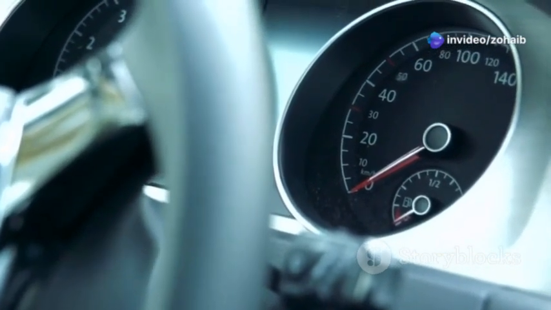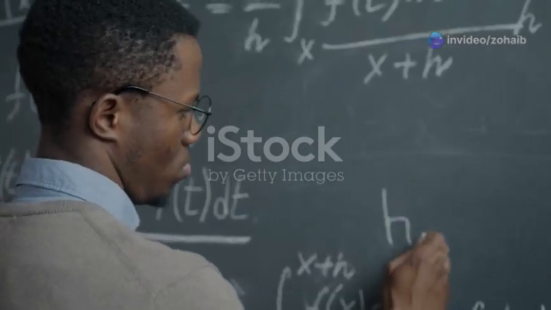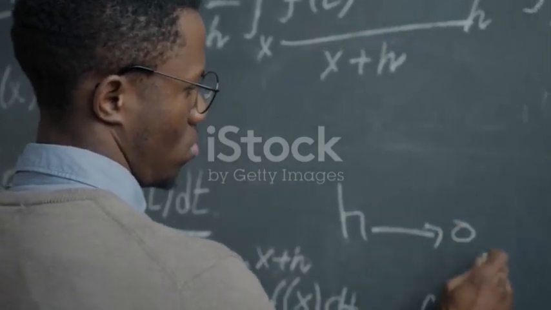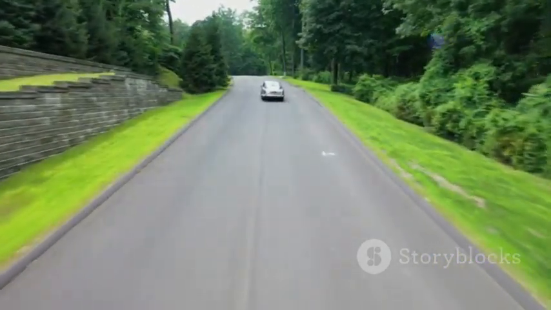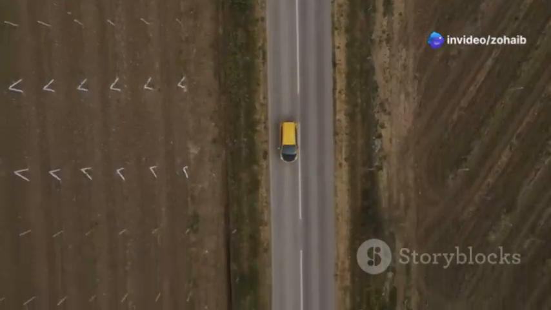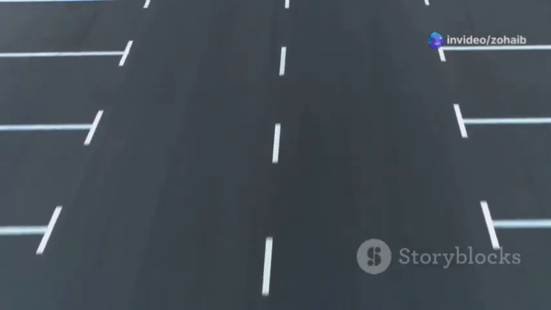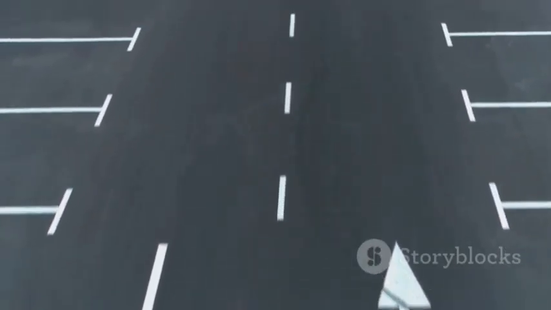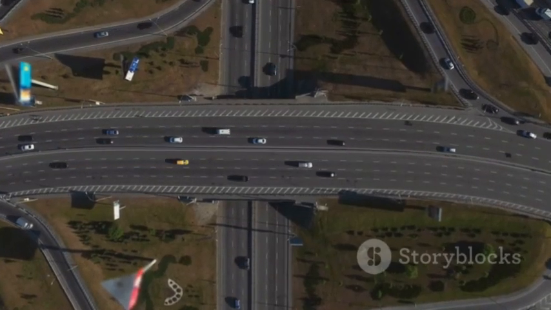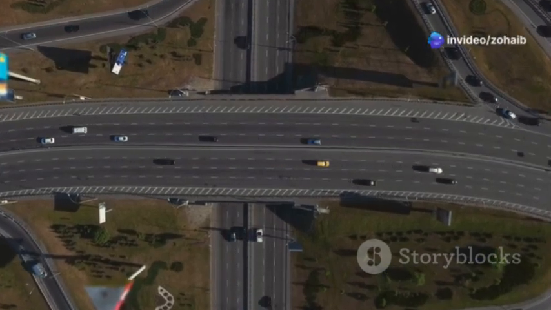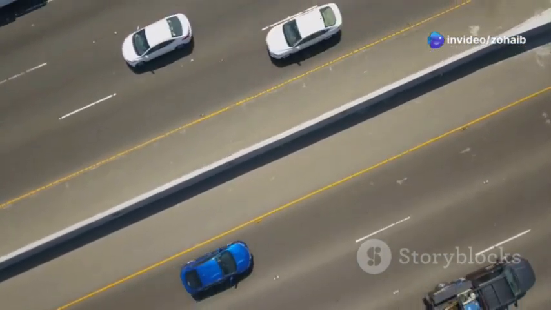Now let's consider how fast and in what direction an object is moving. Speed and velocity are two terms that often get used interchangeably, but they have distinct meanings in physics. Speed, like distance, is a scalar quantity. It tells us how fast an object is moving without specifying the direction. Velocity, however, is a vector quantity, combining speed with direction. For instance, a car traveling at 60 miles per hour to the east has a different velocity than a car traveling at 60 miles per hour to the west. While their speeds are identical, their velocities differ due to the opposite directions.